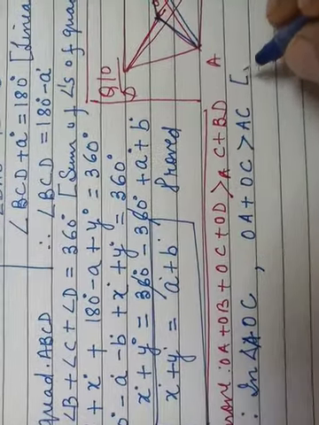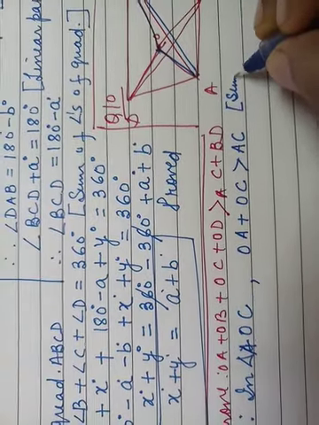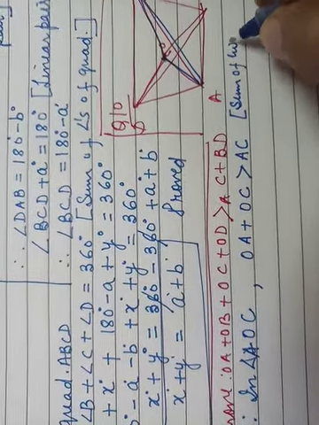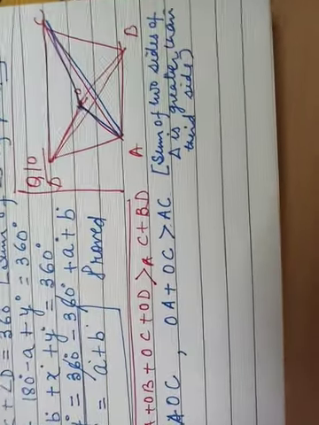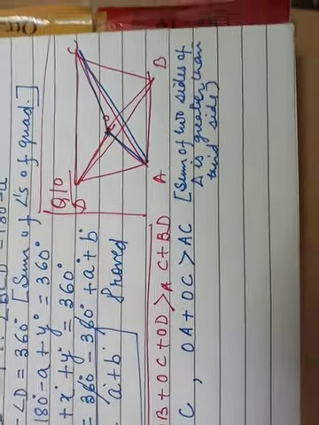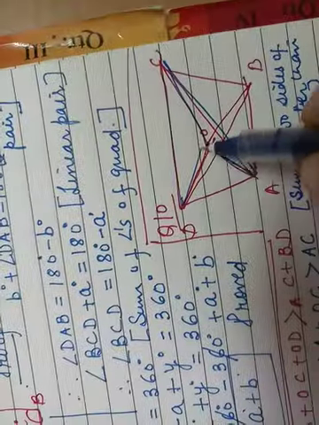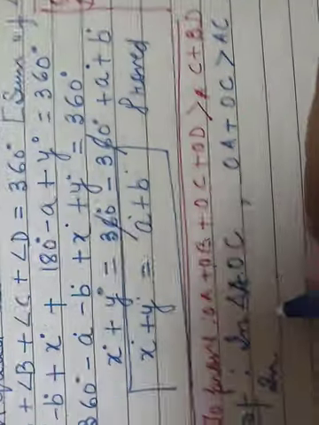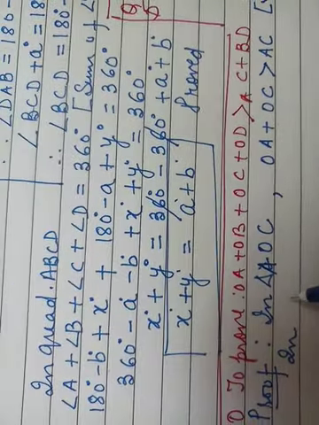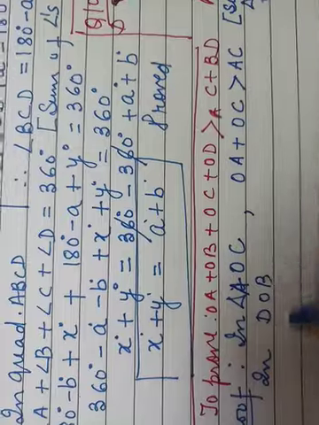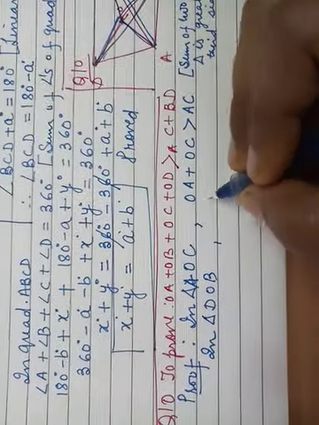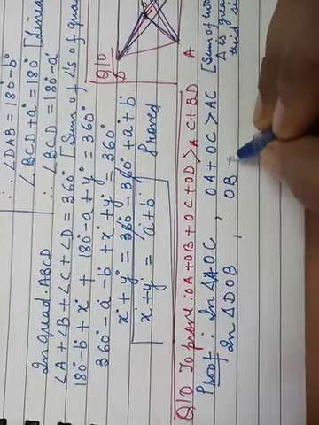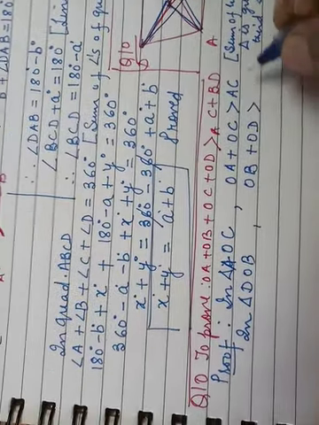Reason needs to be mentioned: sum of two sides of a triangle is greater than the third side. Then we consider another triangle, that is DOB. So now we consider triangle DOB, OB plus OD is greater than BD.